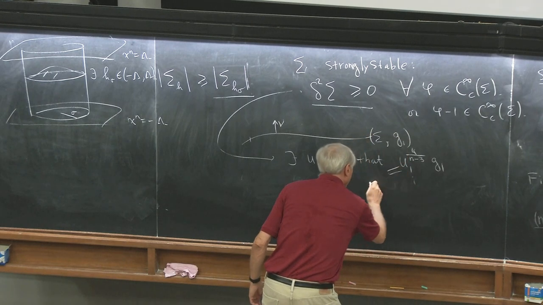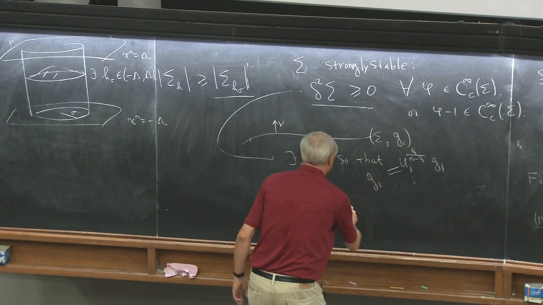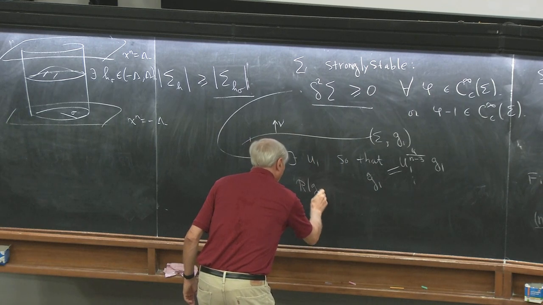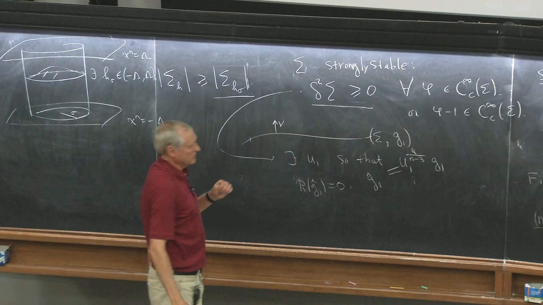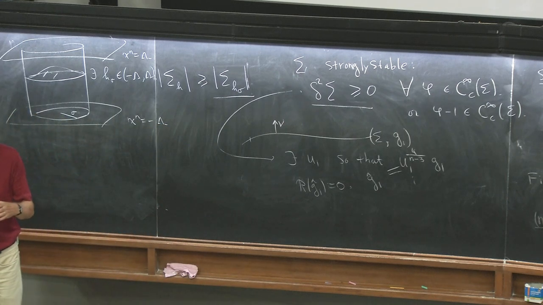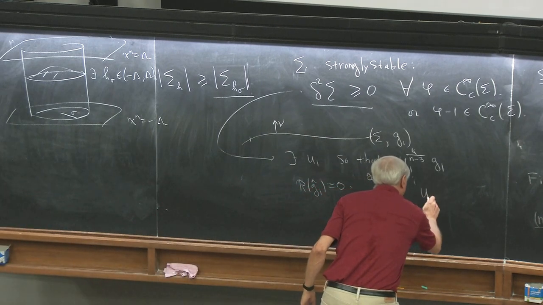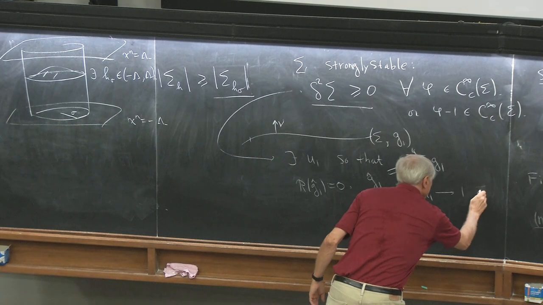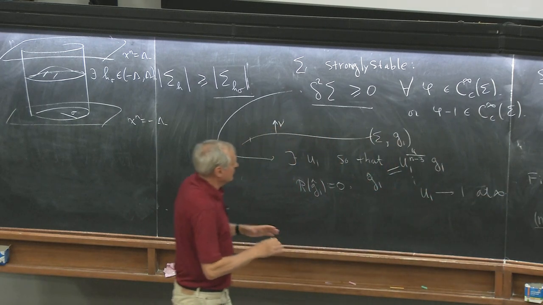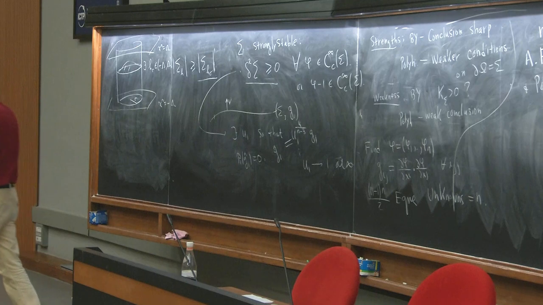So let me call this metric, say, G1 hat. And so the scalar curvature of G1 hat is identically zero. So that's solving a problem that uses the eigenvalue condition that comes from the stability, and you only need compactly supported variations to do that. So this U1 tends to 1 at infinity. And so in particular, this metric G1 hat is again asymptotically flat. So on this hypersurface, I get a metric with zero scalar curvature, which is again asymptotically flat.